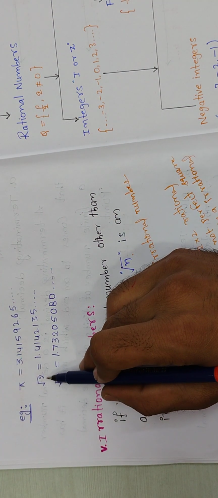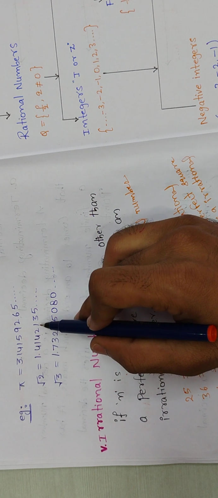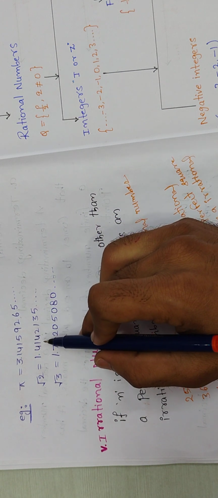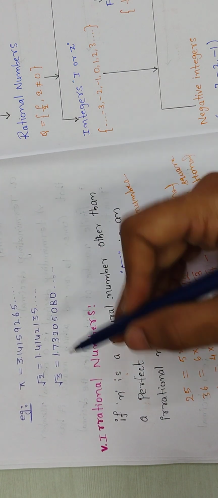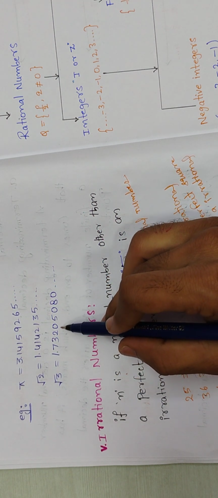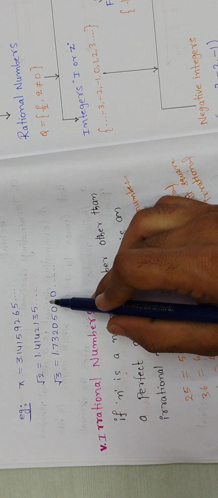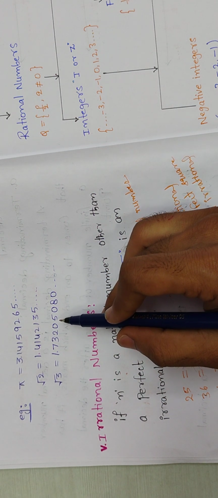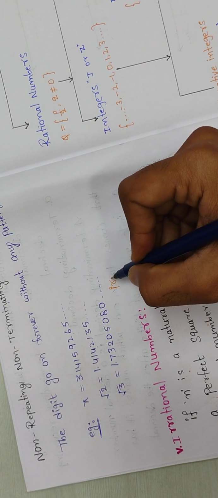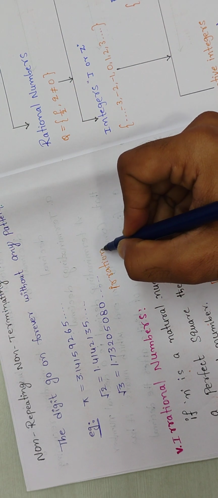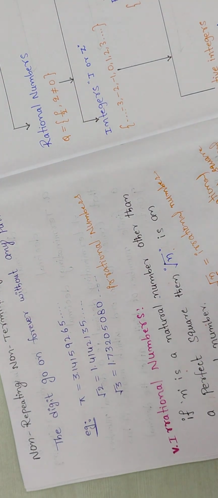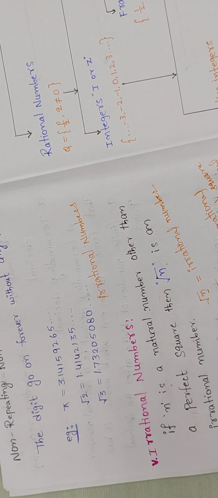Okay, under root 2, look at 1.4142135, and no digit is repeating and it does not follow any kind of pattern, so we call this an irrational number. Root 3 is 1.73205080. Here also, after the decimal, nothing is repeating and there is no pattern, so we call this an irrational number. Okay, understand? Now look at the next topic.